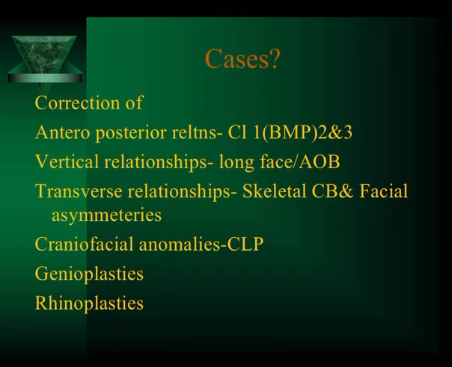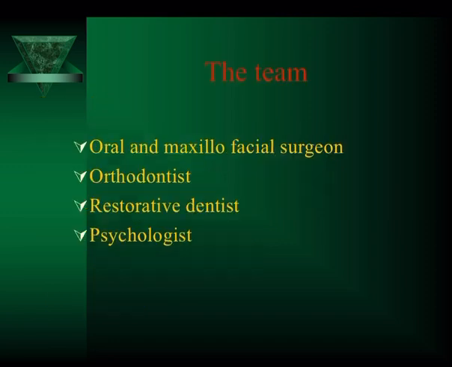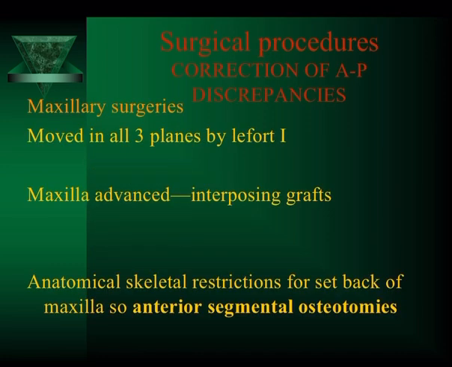The cases which are treated in surgical orthodontics are anteroposterior relations like class 1 BMP, class 2 and class 3 malocclusions. Vertical relationships include long face and anterior open bite. Transverse relationship as in skeletal cross bite and facial asymmetries. Craniofacial anomalies like cleft lip and palate, genioplasties and rhinoplasties. The team includes an oral and maxillofacial surgeon, orthodontist, restorative dentist and a psychologist.